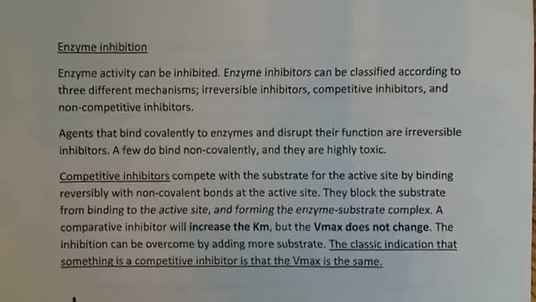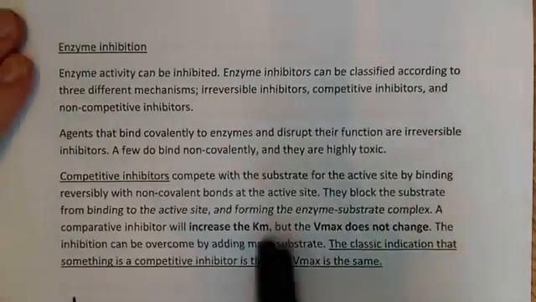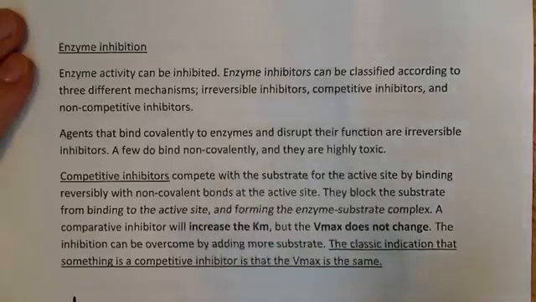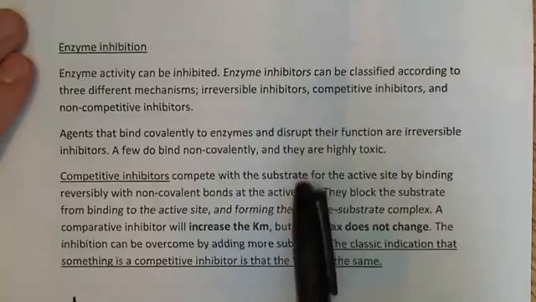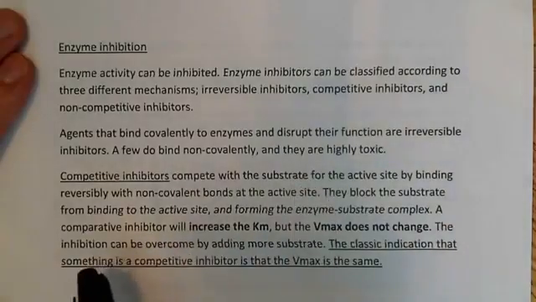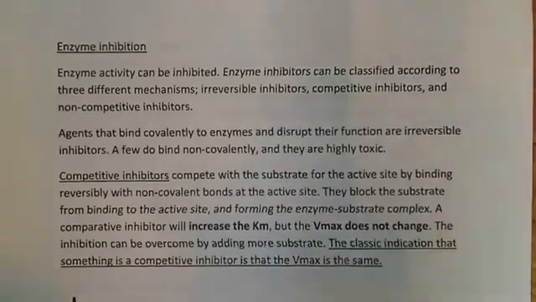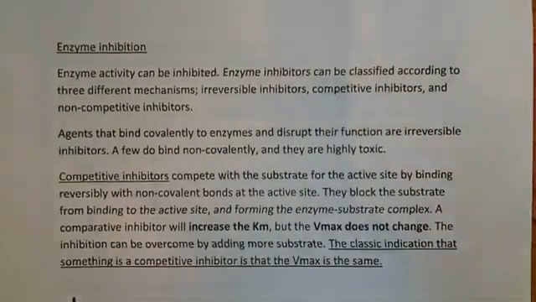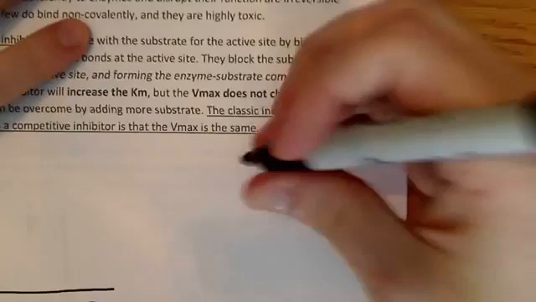Competitive inhibitors compete with substrate for the active site by binding reversibly with non-covalent bonds at the active site. So the key thing to know about competitive inhibition is whatever the inhibitor is that you're using is going to compete with the substrate for binding at the active site of the enzyme. So if it's competing for binding there, then what that essentially looks like is this.